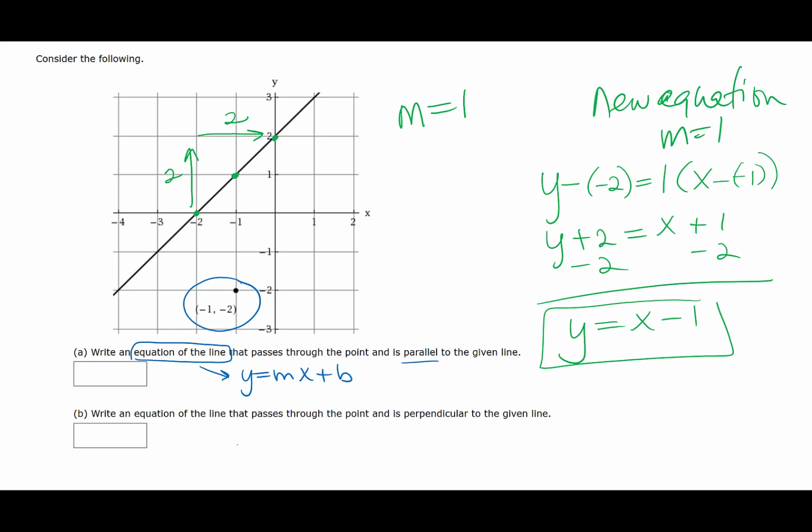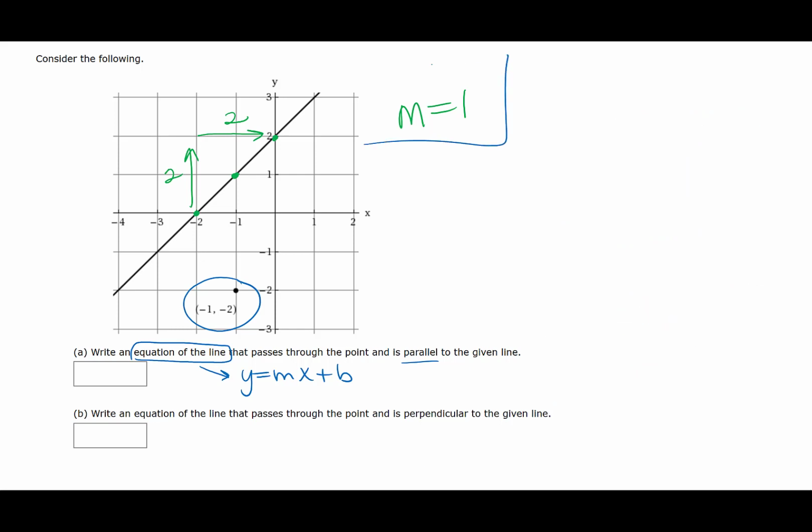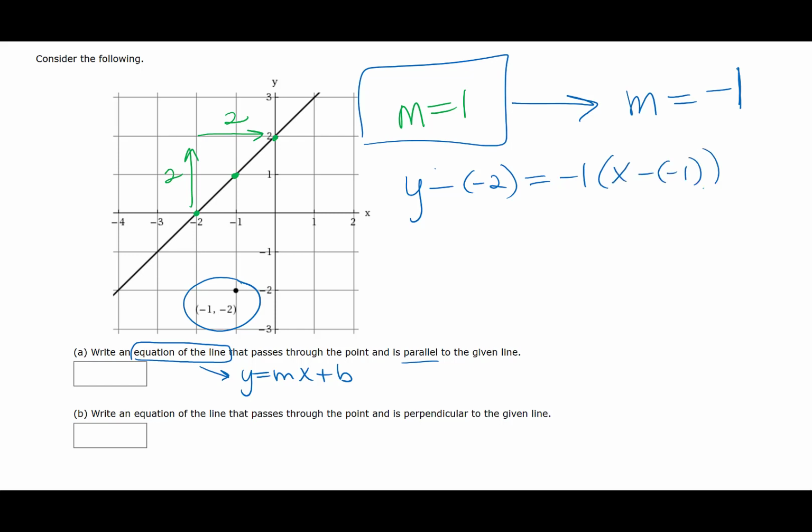Next, it says write an equation of the line that passes through the point and is perpendicular to the given line. I'm going to erase the work that I did for the parallel line to show you how to determine the perpendicular equation. If the original line has a slope of 1, the perpendicular slope will be the opposite reciprocal, which in this case will just be negative 1. If we use the point-slope form, it'll be y minus negative 2 equals negative 1 times x minus negative 1. That simplifies to y plus 2 equals negative 1 times x plus 1.